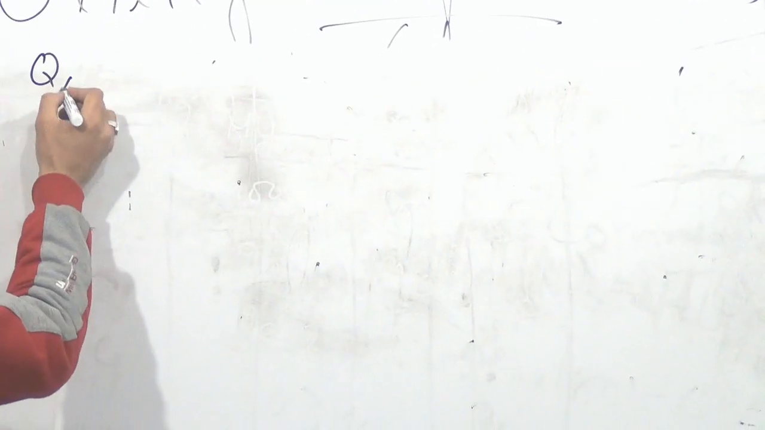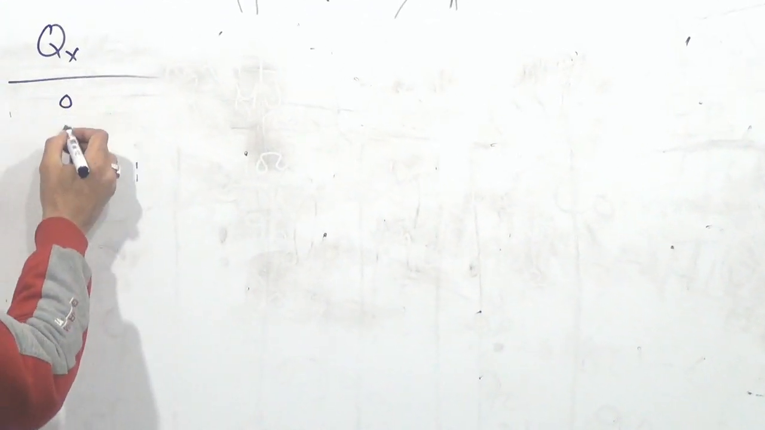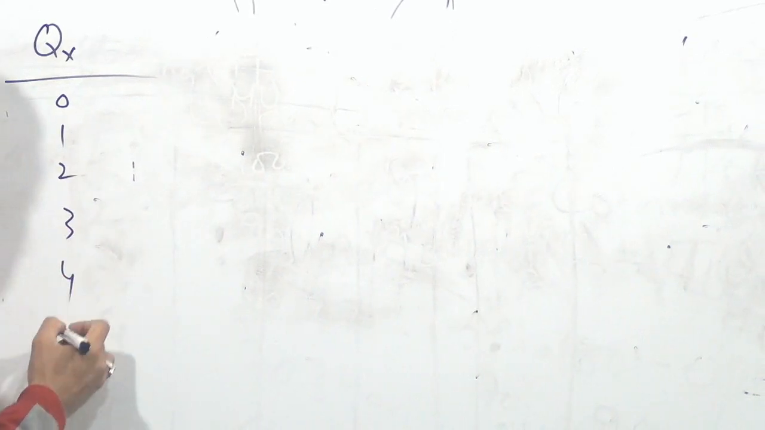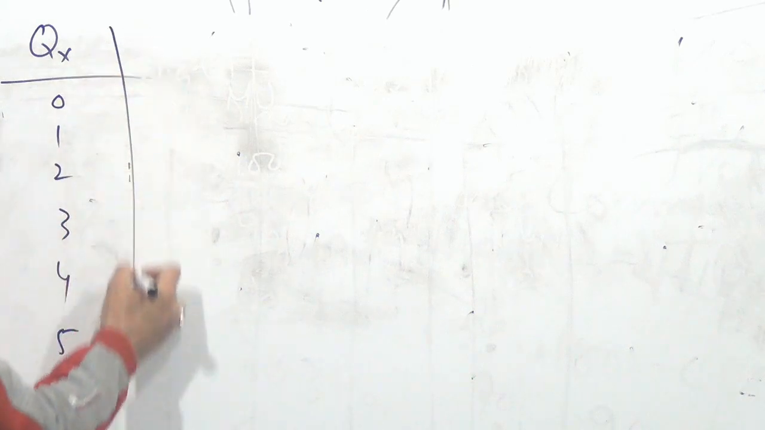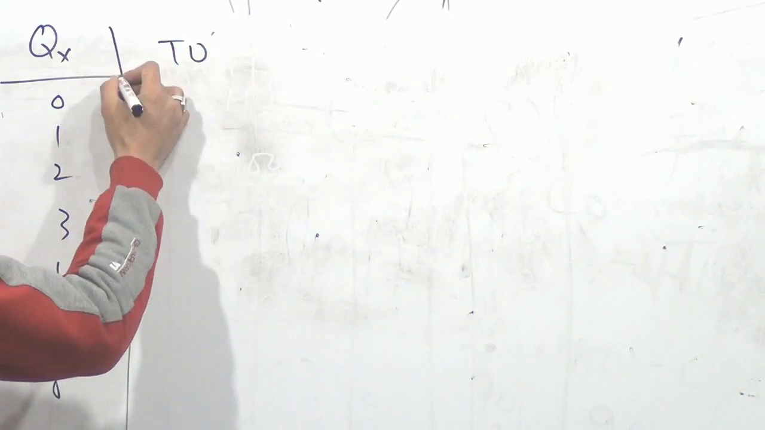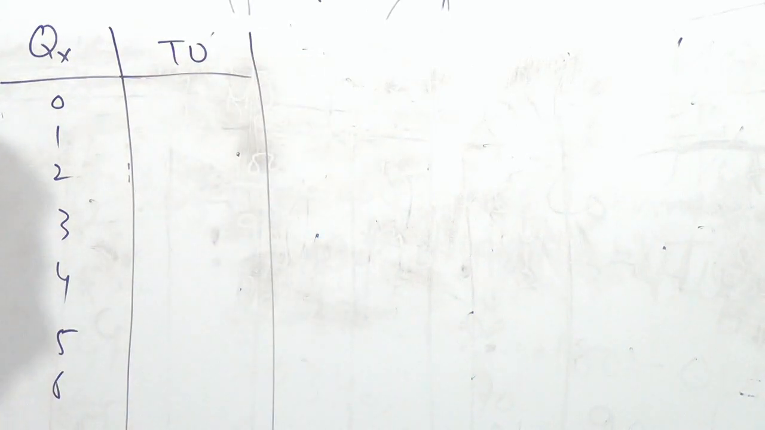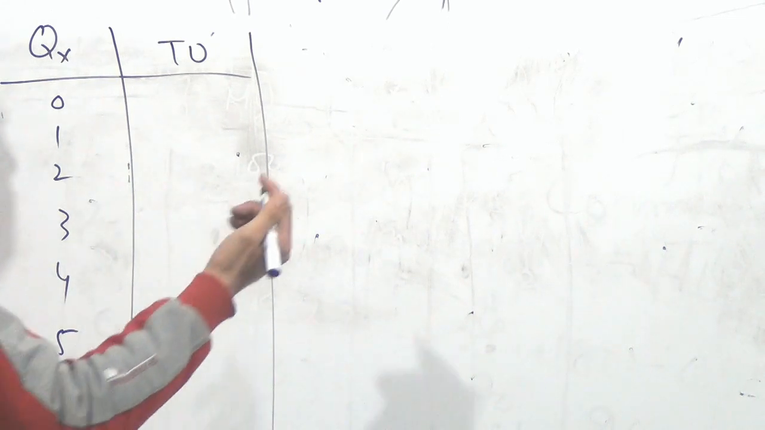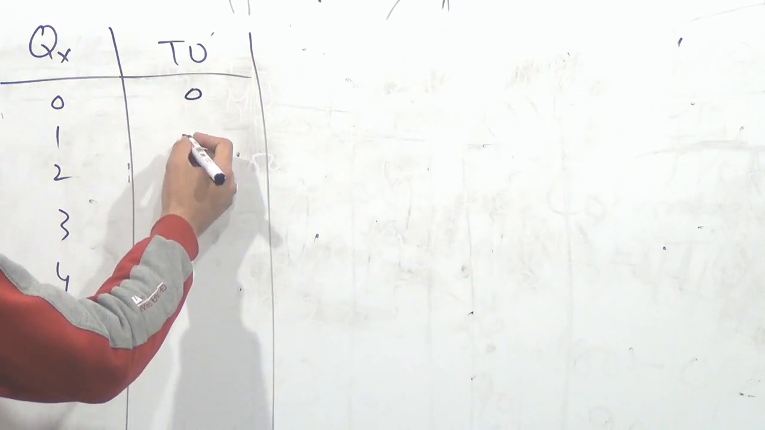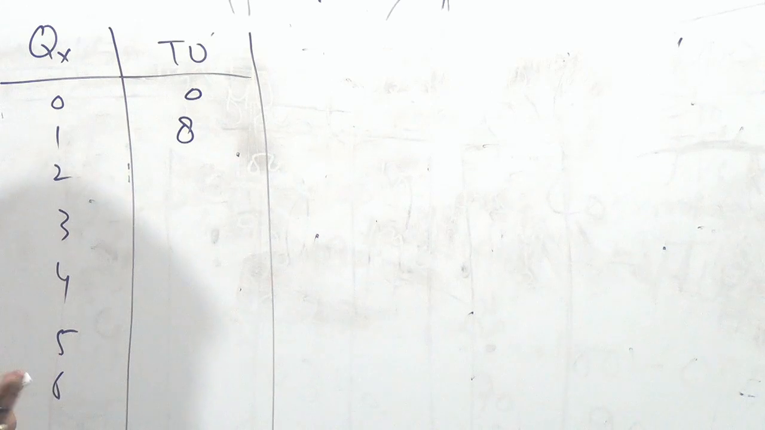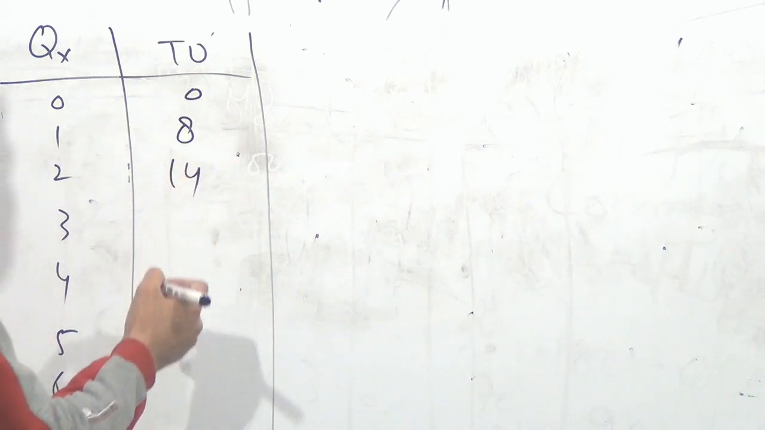Quantity of X. I won't give any name to this X because you know what this X means. Say 0, 1, 2, 3, 4, 5 and 6. I'll take some total utility. You know how total utility gets evaluated, so there's no need of describing how I am taking it. So at 0 it will be 0. First unit say imparts 8, then 14.